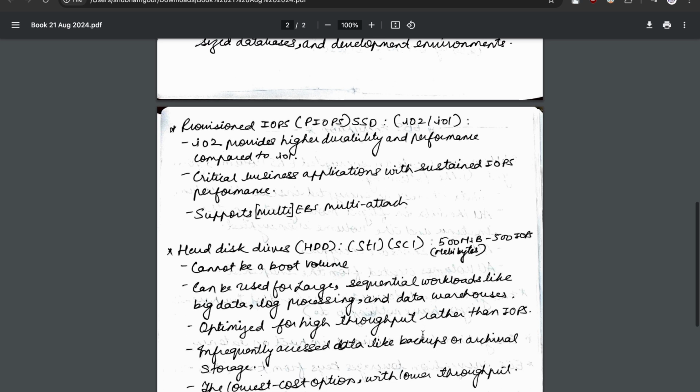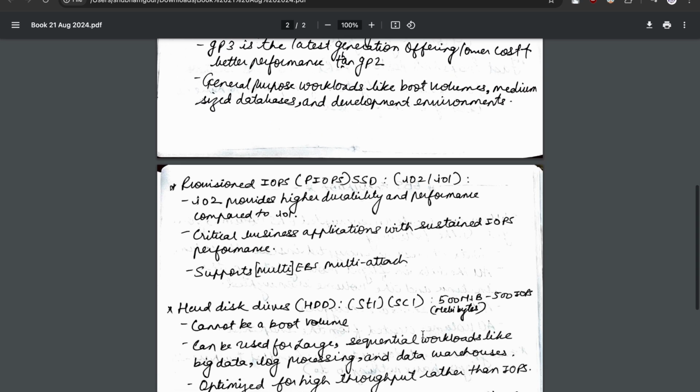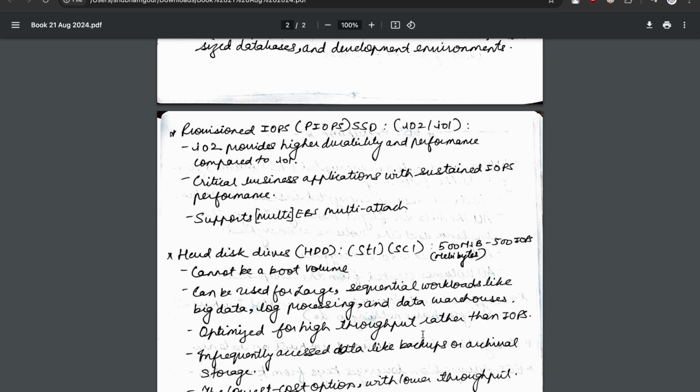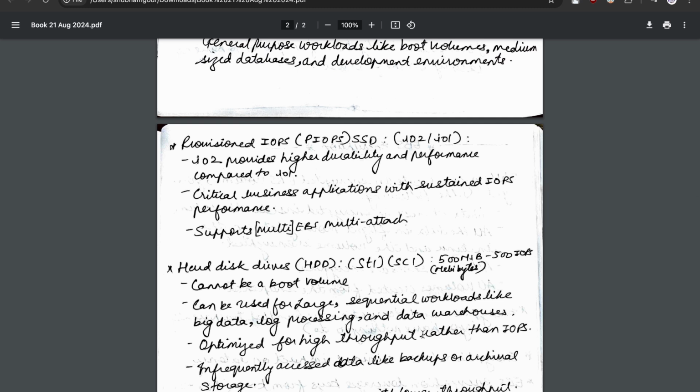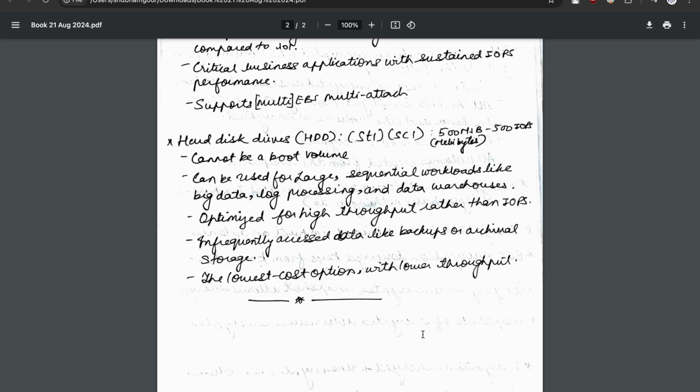Now let us go for provisioned IOPS, that is PIOPS, provisioned input output per second SSD, which is classified into io2 and io1. io2 provides higher durability and performance as compared to io1. Just like we have gp2 and gp3, we have io1 and io2. io2 is the latest here, and gp3 is the latest there. It is used for critical business applications which use high input output operations, and it supports multi EBS attach.